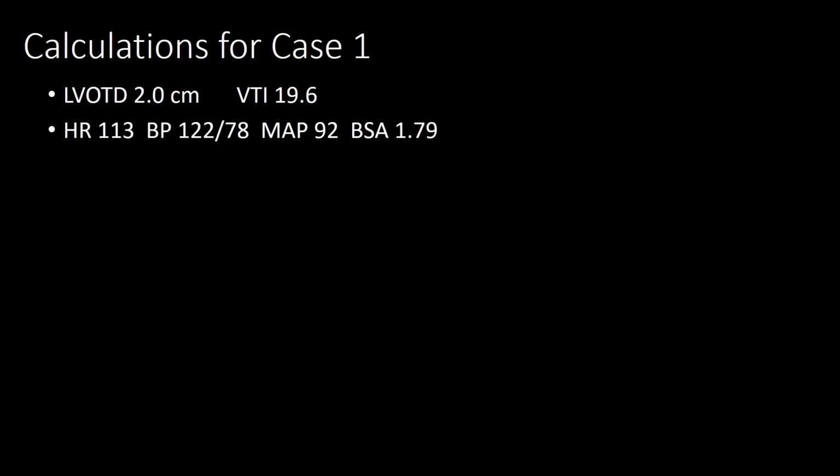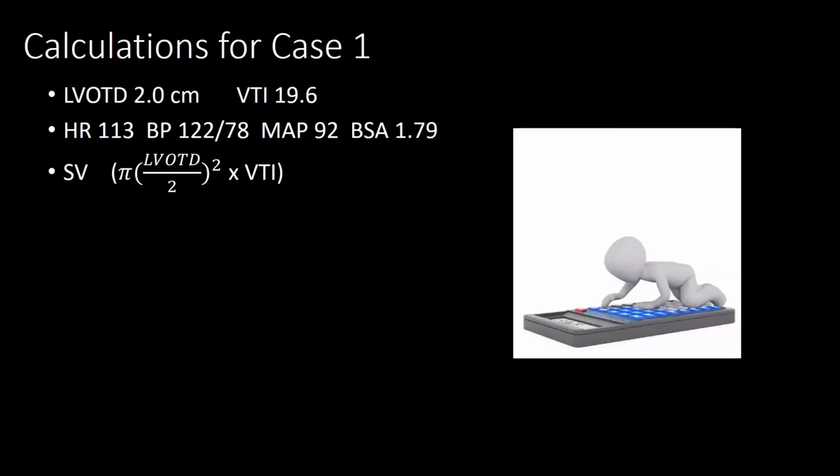So to do these calculations for case number 1, just to recall, our LVOTD was 2.0 centimeters and our VTI was 19.6. Our heart rate in this patient was 113 with a blood pressure of 122/78, a MAP of 92, and the BSA was 1.79. Now it's time to get out your calculators.